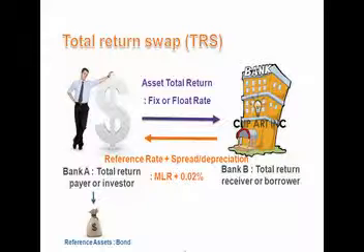Furthermore, Bank B is paying LIBOR plus a spread as well as any negative price change on the assets. In case of a default on the underlying assets, the asset is valued at zero, and Bank B has to pay the full market price of the assets.